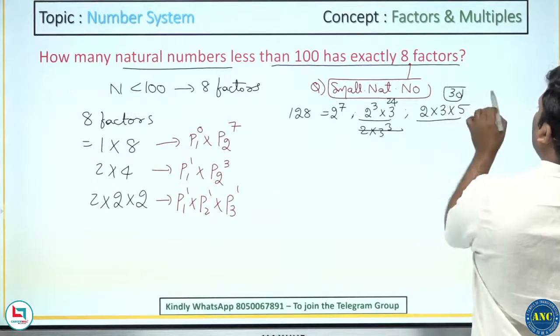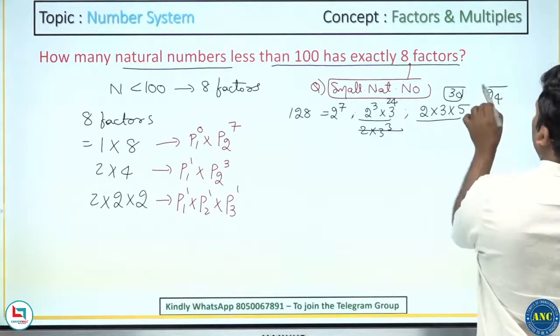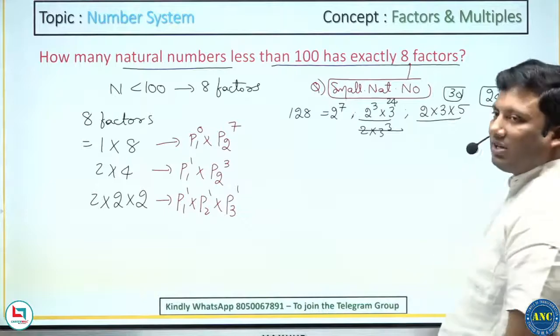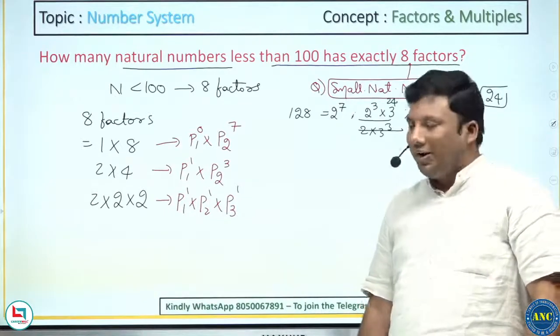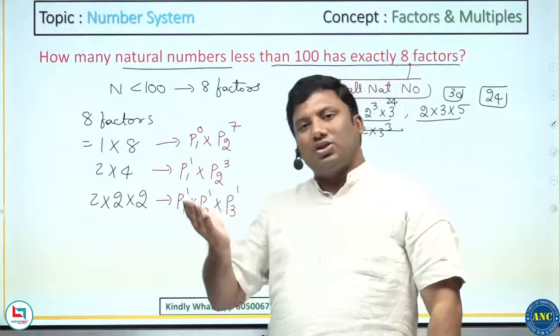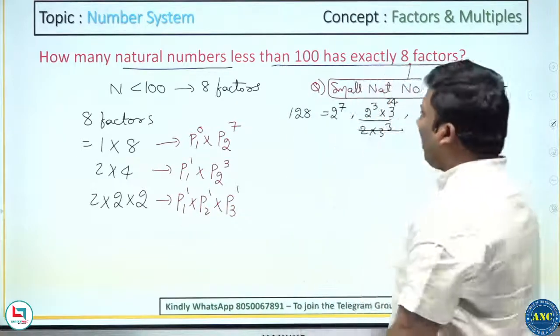What is the lowest natural number which has exactly 8 factors? Answer is 24. I hope the idea is clear. In the previous question, we used the same idea for 8 factors.